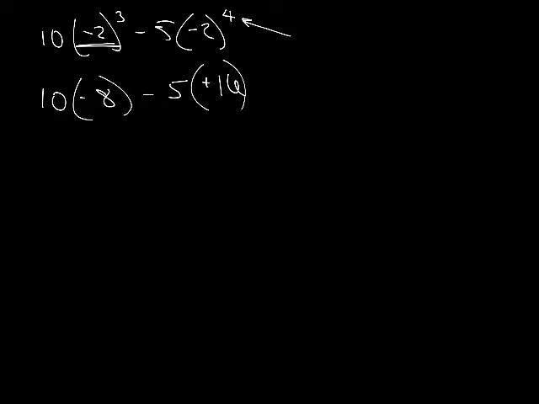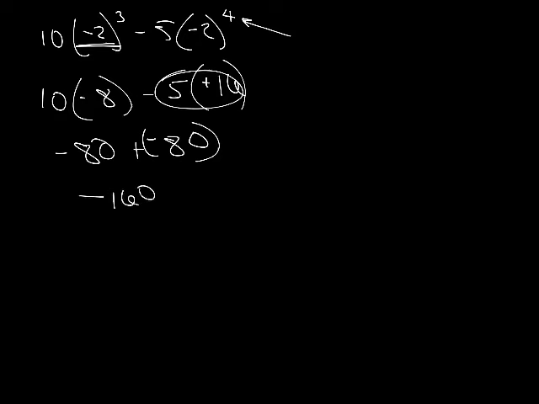Now we do my multiplication. Negative 80 minus 5 times 16 is going to be 80. So I have negative 80 minus 80, or negative 80 plus negative 80. And when you have two of the same sign, you add them, and you put the sign on there, and you're done.